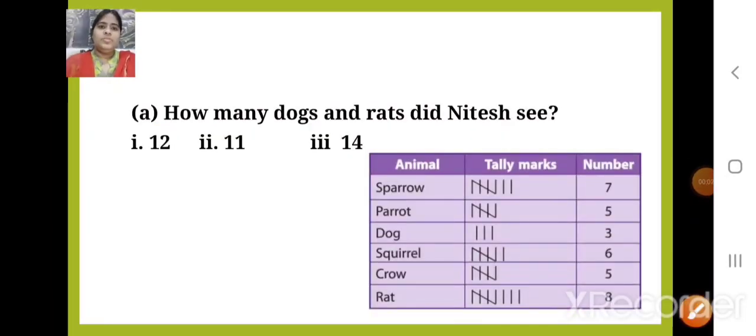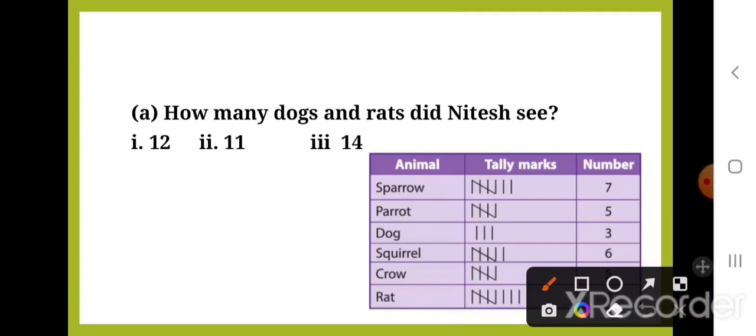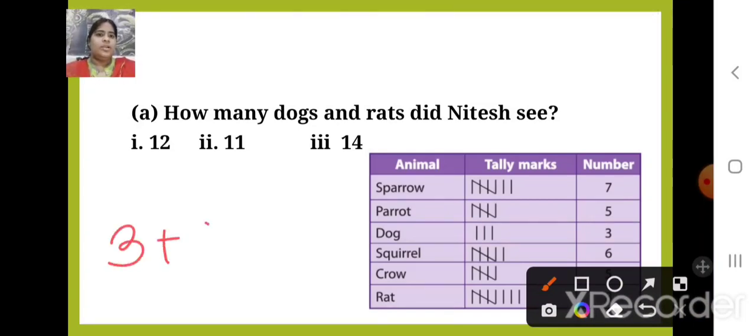Children, now let us move towards the next question. How many dogs and rats did Nitesh see? Okay, so look at your table. Here you can see dog 3 and rat 8, correct? So 3 dogs are there and rat how many? 8. So it is 3 plus 8 is 11, correct? So you'll tick mark the second option, which is 11. You can tick mark in the textbook itself.